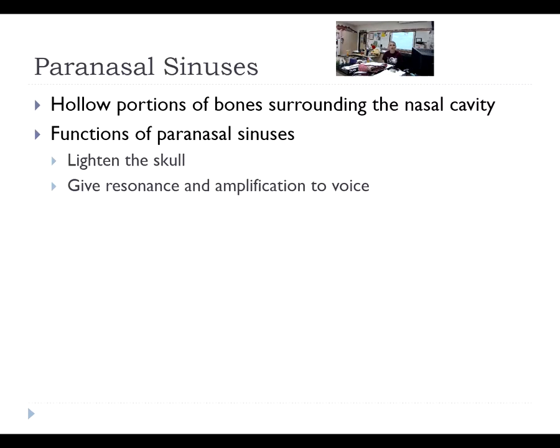A couple things that they do. One is that they lighten up the skull so that it's not so heavy. The other thing is they give resonance and amplification to your voice. That's why whenever your sinuses get all stopped up and you get really congested, you sound stuffy and it changes your voice, because it changes that resonance.